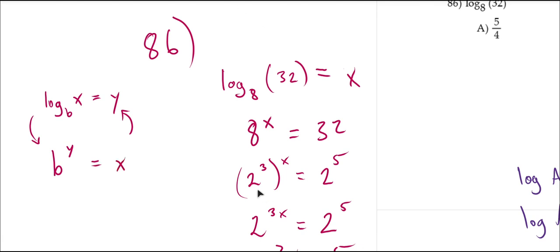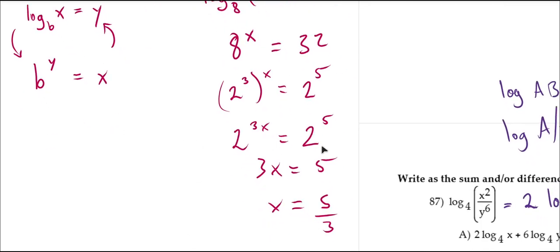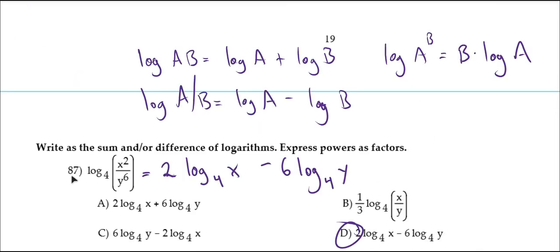So what we can do is actually rewrite this in its exponential form, and then note that both 8 and 32 are powers of 2. This is 2 to the third, and this is 2 to the fifth. So we have 2 to the 3x equal to 2 to the 5. Now, taking log base 2 of both sides, or just comparing the exponents, we have that 3x is equal to 5, and so x must be equal to 5/3. That's answer D here.